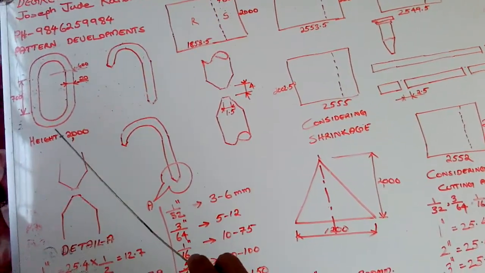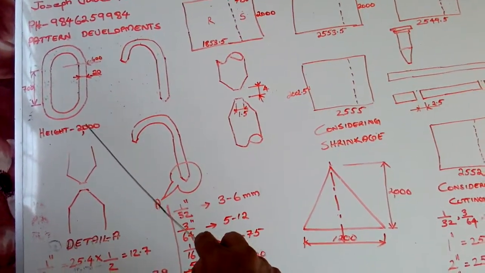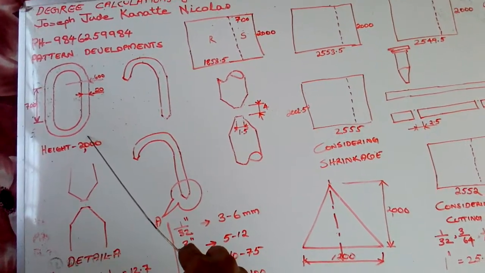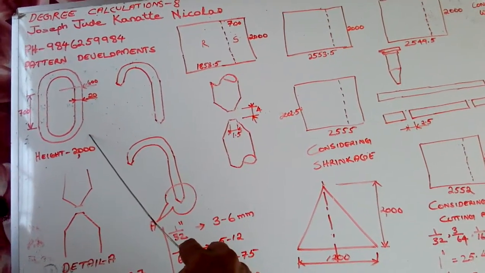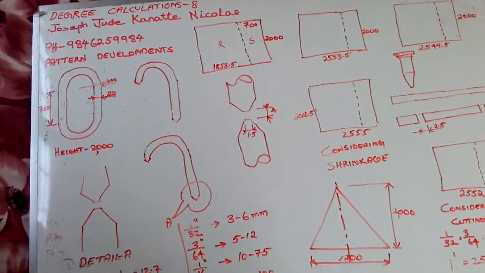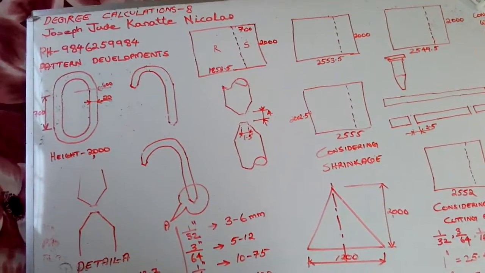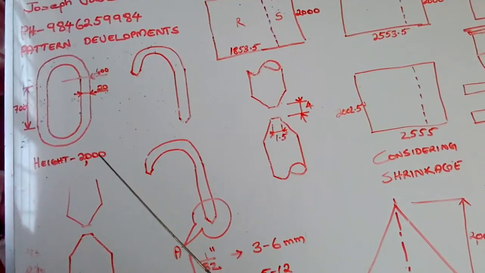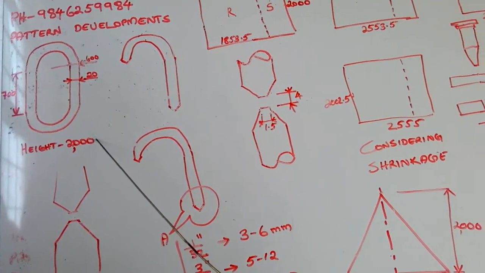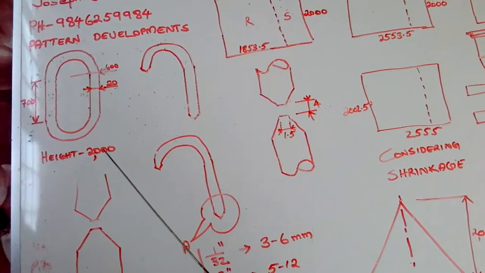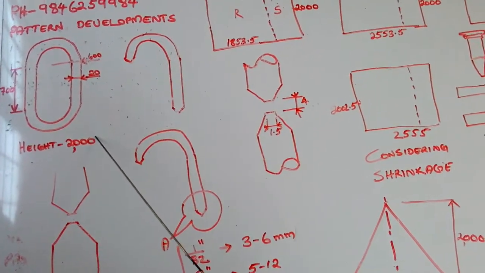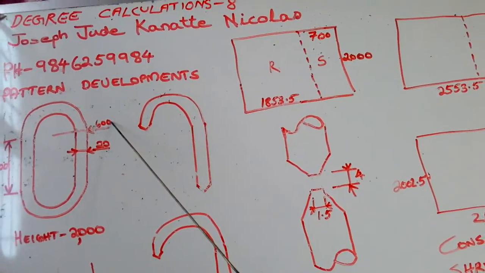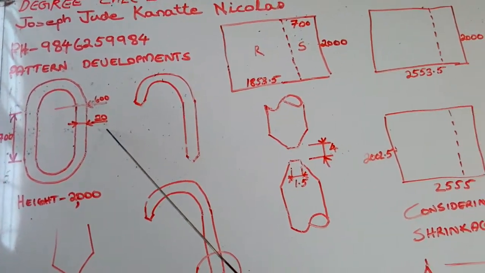If you divide by 10, this 2000 will become 200. You can draw 200 in a big notebook. You have to have a big notebook because congested pattern developments are coming in my coming episodes. So you have to use one big notebook. Instead of 2000, if we divide by 10, it will become 200. If we use 200 instead of 2000, you will have to use 70 instead of 700, 60 instead of 600, and 2 instead of 20. Okay.